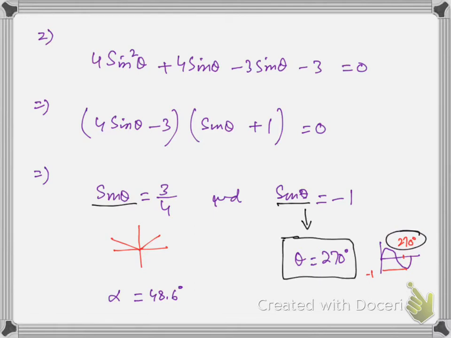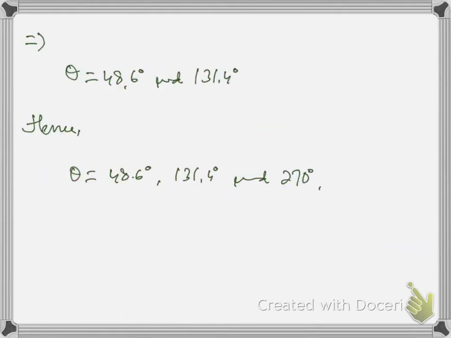Now this is very simple. Since sine is positive, it must be in the first and second quadrant. Therefore, these two will be the answer. First, get the basic angle alpha, which is 48.6. Now get the answers. So in the first quadrant, the answer will be 48.6, and in the second quadrant 131.4. Finally, summarize all the answers.